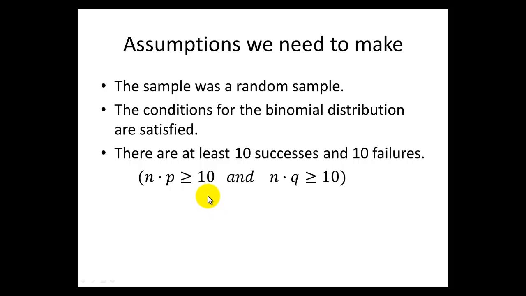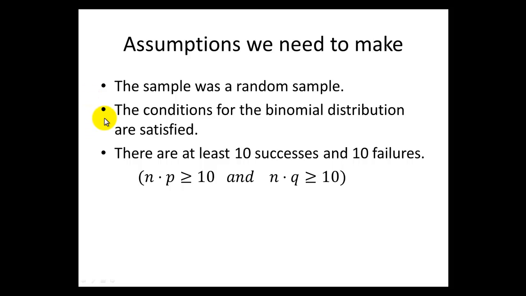The first thing we need to do to make sure that we can compute this range is to make sure a few assumptions are met. The first thing we want to see if it's true is that the sample was a simple random sample, or we might just say a random sample. And we saw that the paper did choose a random sample.